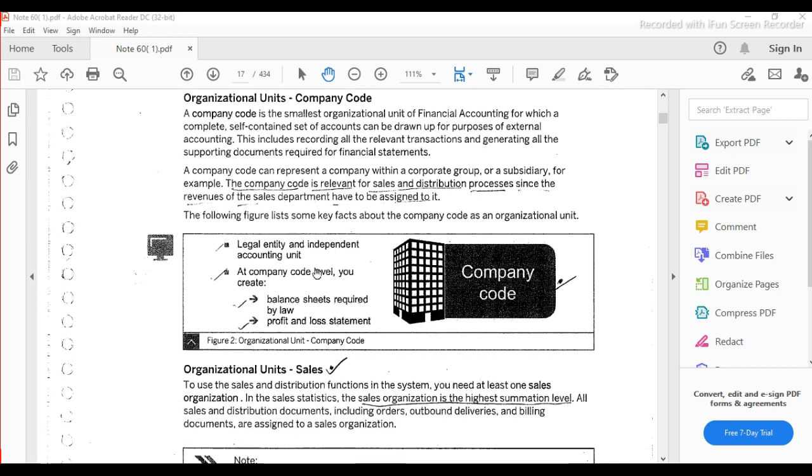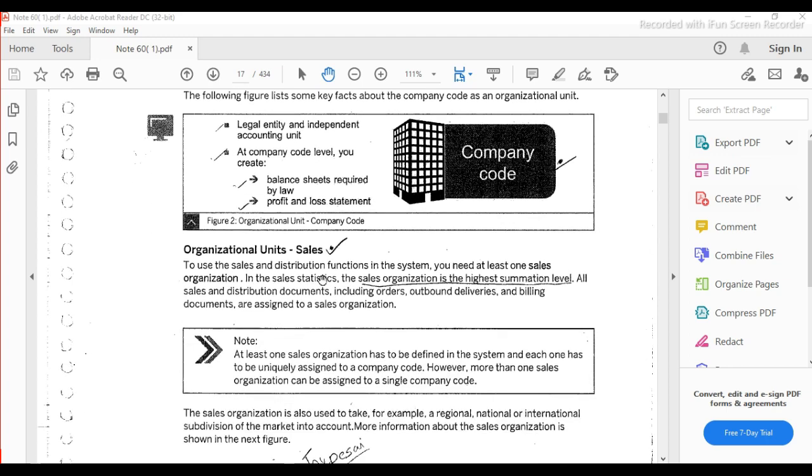Now let's read some of the points. Company code, what I already explained, is a legal entity and independent accounting unit. At company code level, you may create the balance sheet required by law, and then the profit and loss statement account.